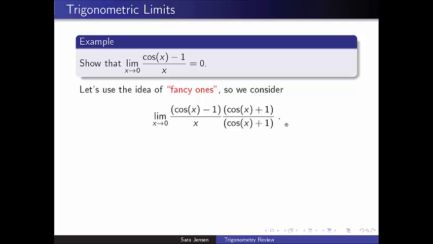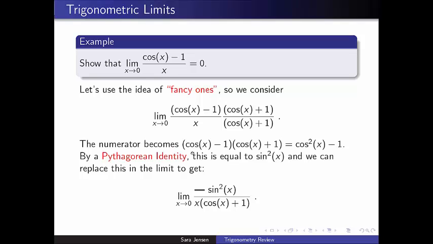The reason for this is it's going to take the numerator, and when we do this distributive property of cosine times cosine, cosine times 1, negative 1 times cosine, negative 1 times 1, and simplify, that numerator is going to become cosine squared of x, or cosine of x times cosine of x, minus 1. The reason that that's helpful is our unit circle gives us what's called a Pythagorean identity, telling us that the sine squared of x plus the cosine squared of x is equal to 1.